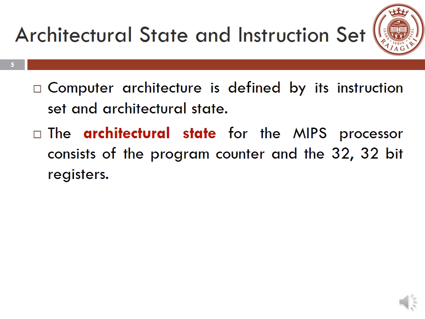The second one is the architectural state. What do we mean by an architectural state? The architectural state for a MIPS processor consists of the program counter and 32 32-bit registers. That means we have thirty-two 32-bit registers and the program counter. This whole together is called the architectural state.